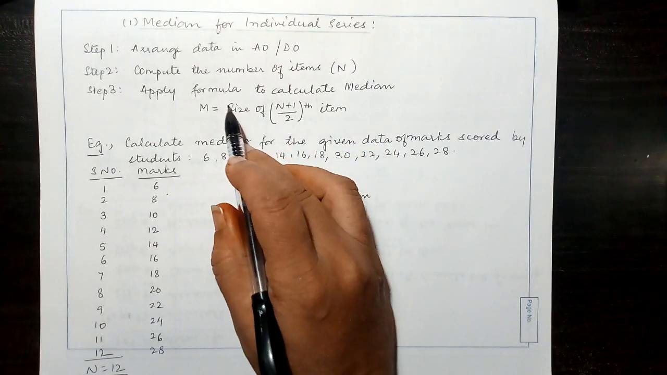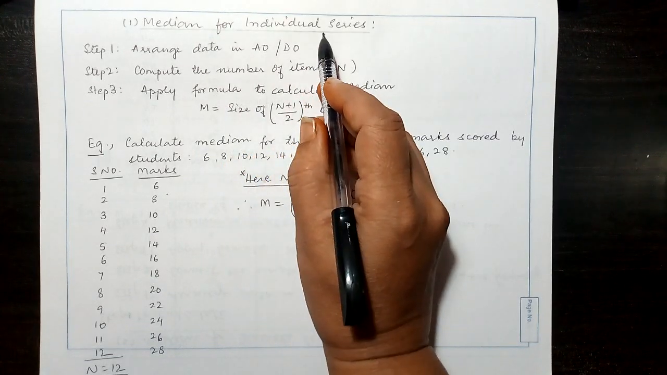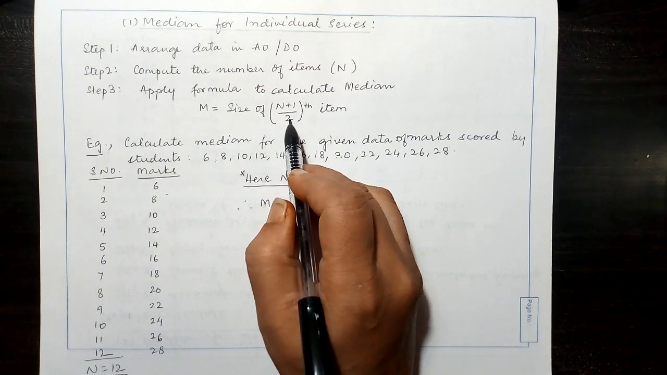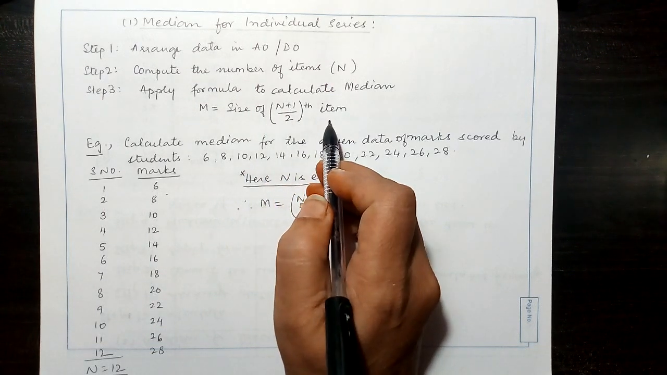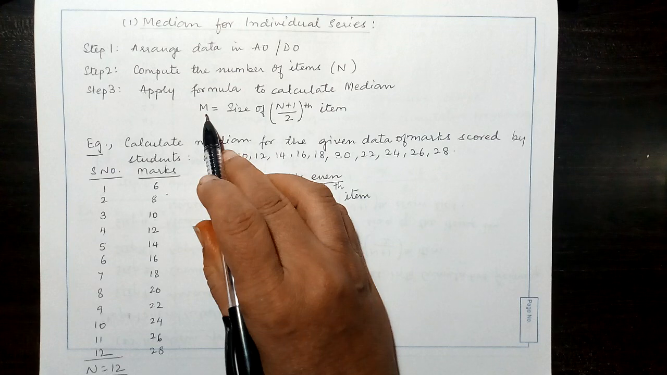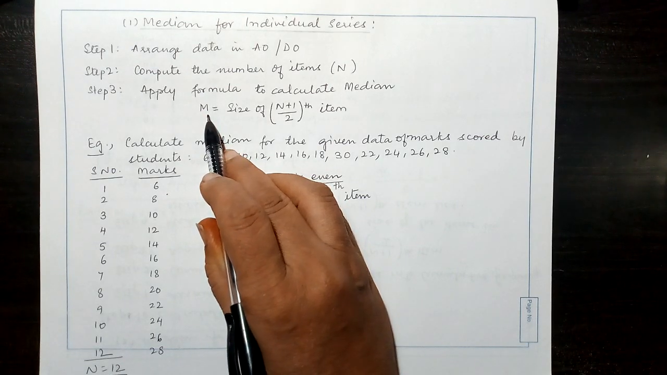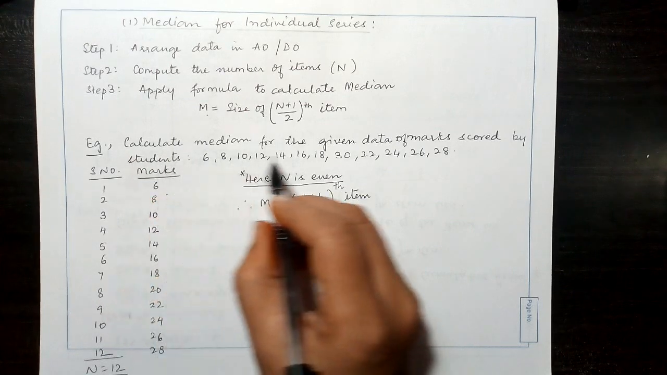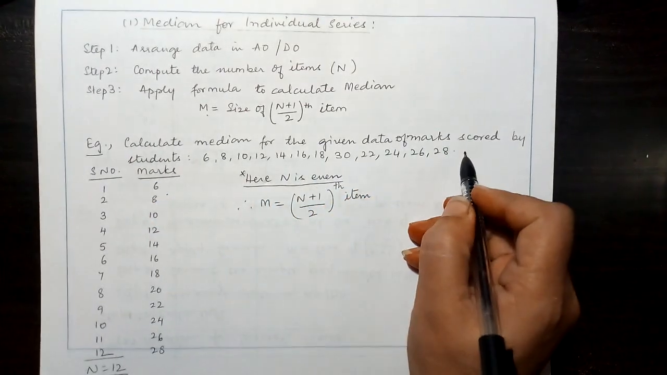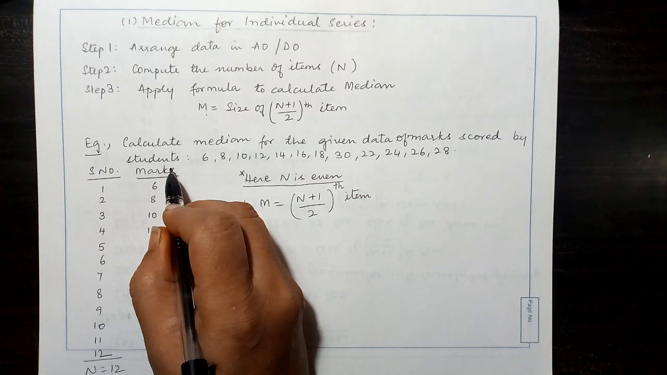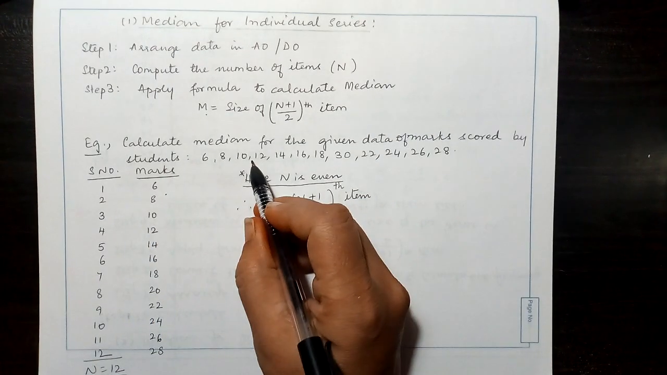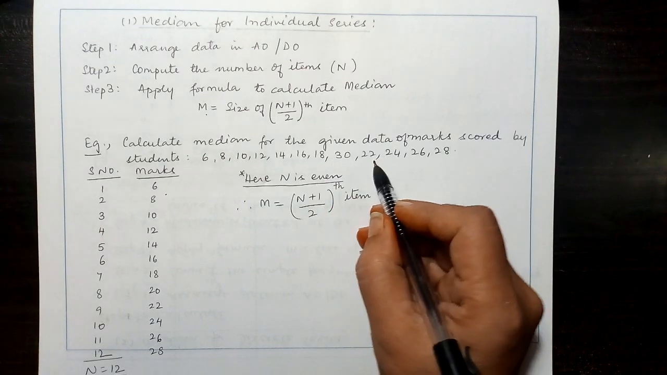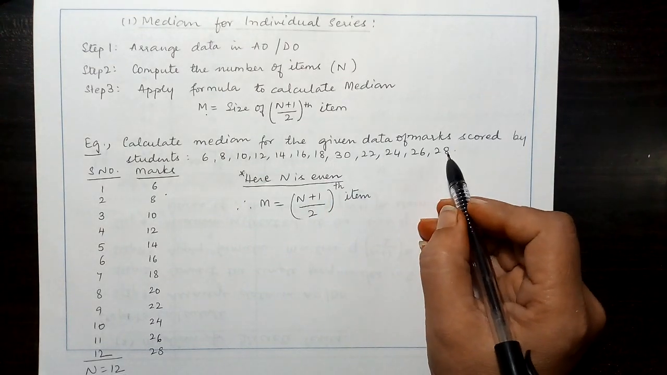The formula to calculate median for an individual series is M is equal to size of (n plus 1) by 2th item. So, this will give us the value of the median. Let us understand through an example. Calculate median for the given data of marks scored by students: 6, 8, 10, 12, 14, 16, 18, 30, 22, 24, 26, 28.